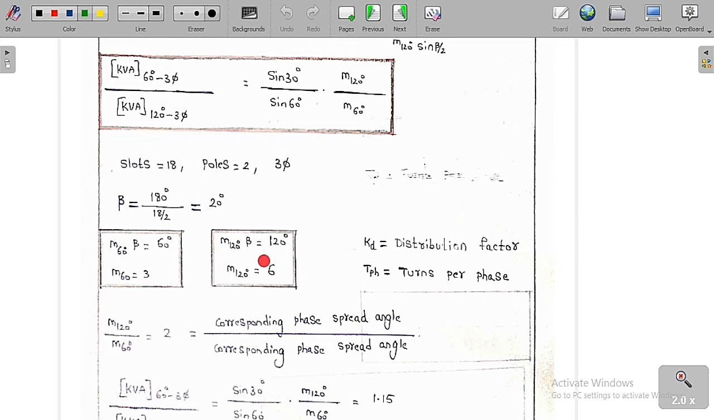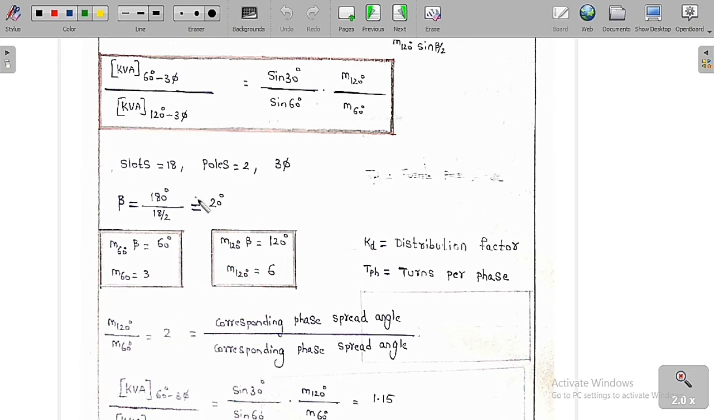Similarly, for the 120 degree phase spread, the value is m into beta, where m is the value for 120 phase spread. I have already told you beta is 20 degree, so 120 by 20 is nothing but 6. So the m value for 120 degree phase spread is 6. Kd is called the distribution factor and Tph is called the turns per phase. Then the ratio of the m value for 120 degree phase spread by the m value for 60 degree phase spread is just the ratio of these two things, 6 by 3. 6 by 3 is nothing but 2. So 2 you are going to get.